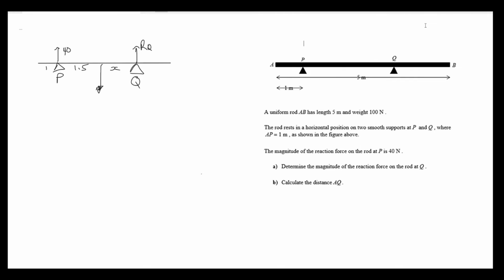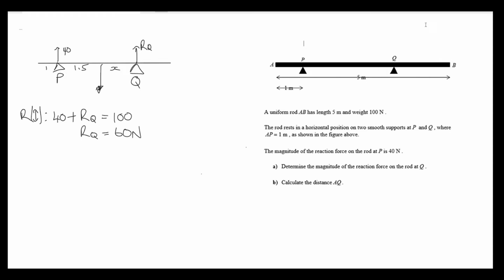In part A, we're asked to determine the magnitude of the reaction force on the rod at Q. So all I'm going to need to do is to resolve vertically. So all the upwards forces should equal all the downwards forces. So 40 plus reaction at Q equals 100. And I should have labelled this onto the diagram. The rod itself weighs 100 newtons. Just some simple rearranging from here. The reaction at Q must be 60 newtons.